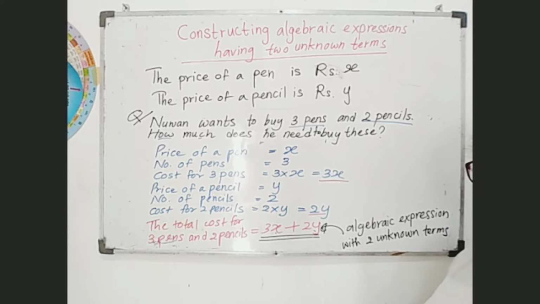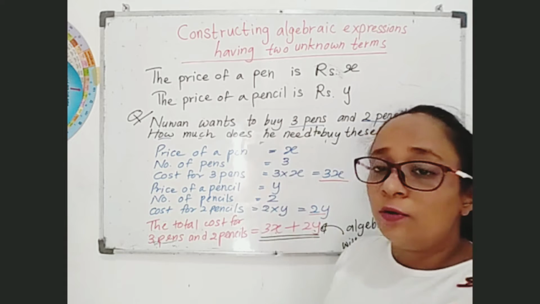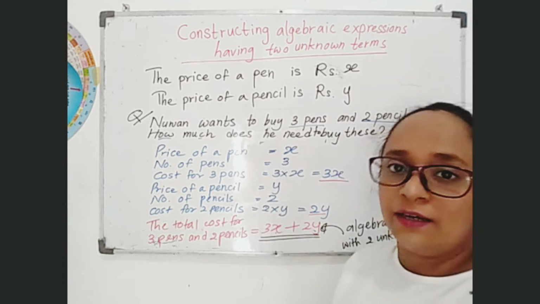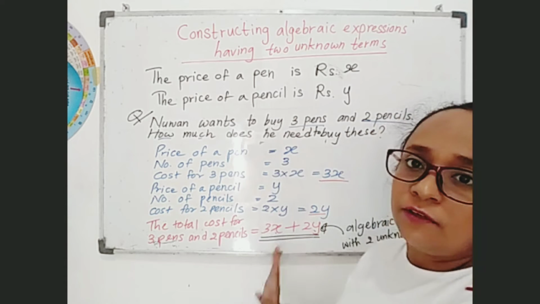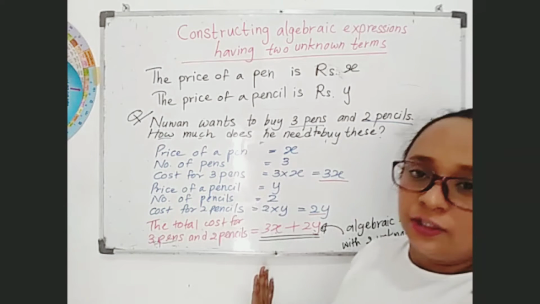So this is how we create algebraic expressions with 2 unknown terms. අපි නොදන්න පද දෙකක් එක්ක algebraic expression එකක් බීජීය ප්‍රකාශනයක් හදාගන්නේ මෙන්න මේ විදියට. I hope this is clear to you. Let's go for a question. So here is one question for you. You all can try this out.